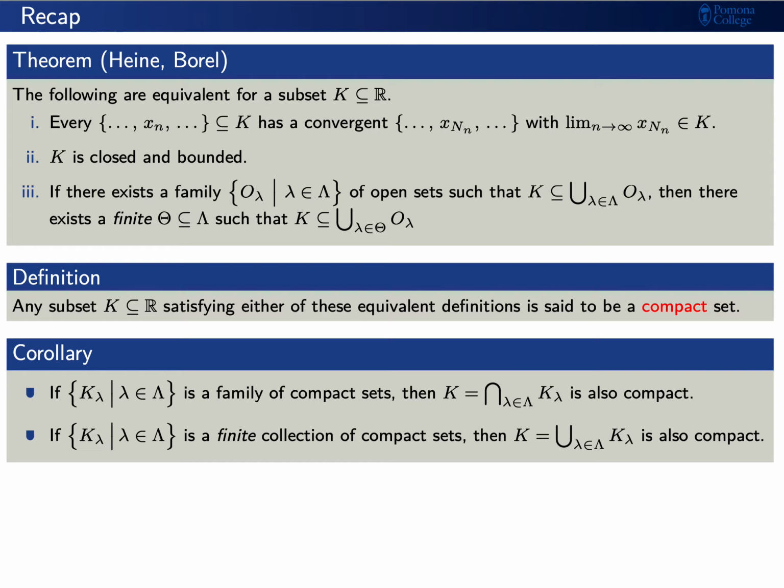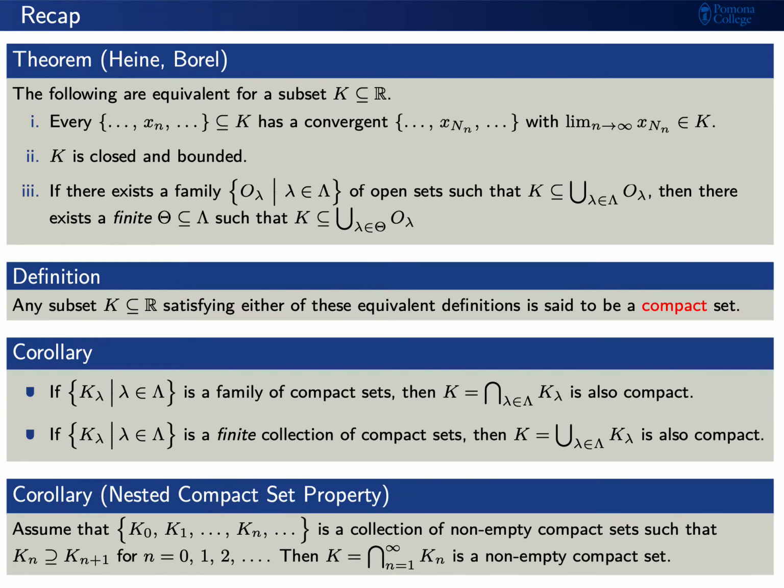If K sub lambda is a family of compact sets, then the intersection is also compact. If K sub lambda is a finite collection of compact sets, then the union is also compact. Finally, we have the so-called nested compact set property. Let's say that we have a collection of non-empty compact sets, such that K sub n plus 1 is contained in K sub n. Then the intersection over the K sub n's is a non-empty compact set.